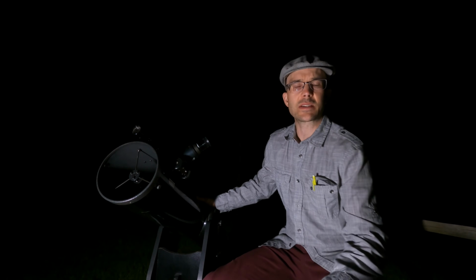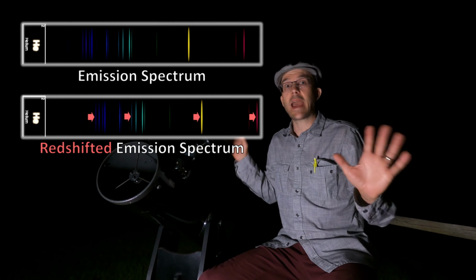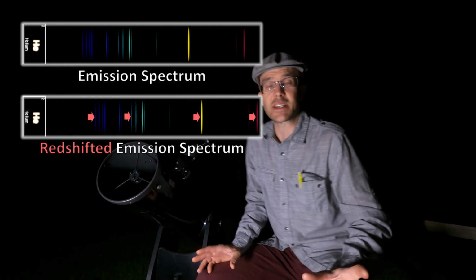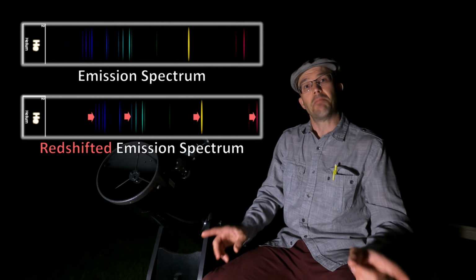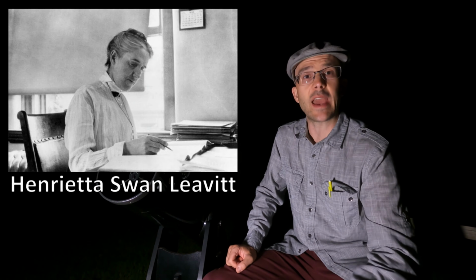Do you remember how Vesto Slipher observed that nearly every galaxy that he looked at was redshifted? This means that most galaxies are moving away from us. Now, Slipher himself didn't really recognize the significance of this discovery, but a couple of other scientists did. One of them is Henrietta Swan Leavitt. Until sometime around the 1940s, we didn't really understand what galaxies were.